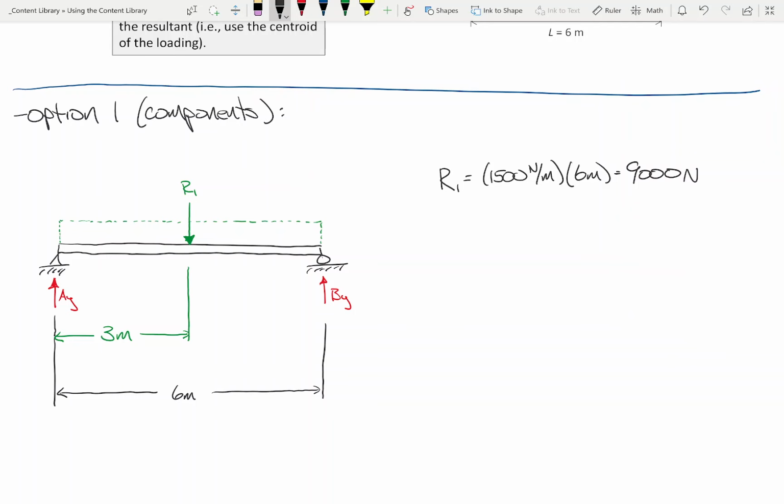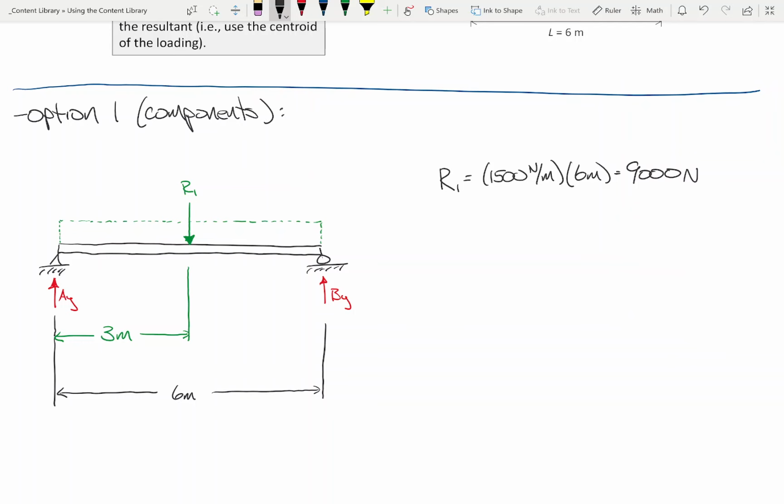So the idea is that on the original structure, I had a distributed load right here that was 1,500 newtons per meter over a distance of 6 meters. I am getting rid of that, and I am replacing it with this single force of 9,000 newtons, and I'm placing that 9,000 newtons right there, 3 meters away. Because I propose that has the same force equivalency. This is 9,000 newtons, and that was 9,000 newtons. And it has the same moment equivalency because I put it right there. Does that make sense?